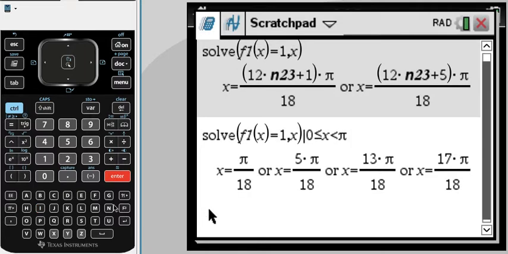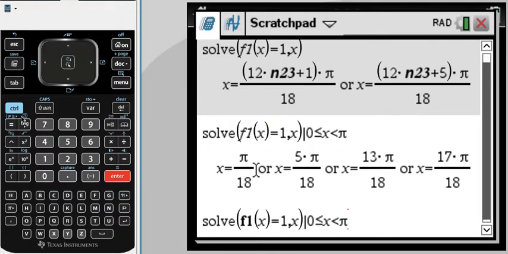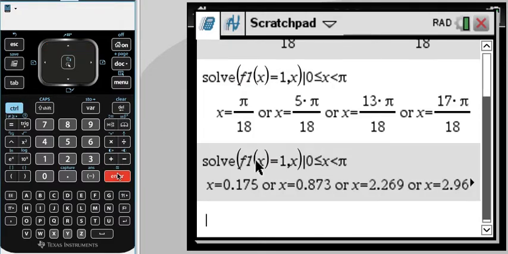When I hit enter, you can see that I get pi over 18, 5 pi over 18, and so on. If I wanted to know what those values were as a decimal, I could just do this and then hit the approximation sign, and you're going to see those same values as decimals. Nice to be able to use constraints.